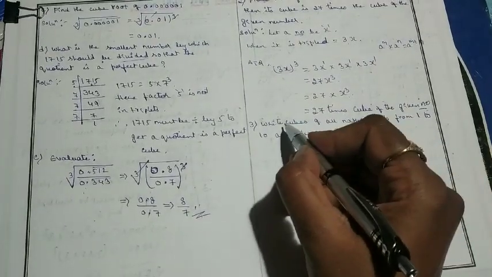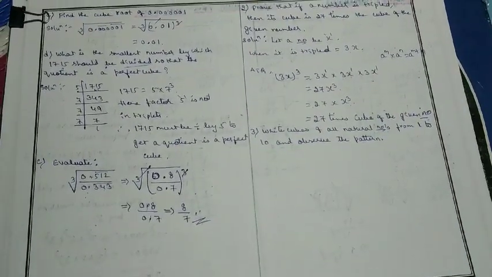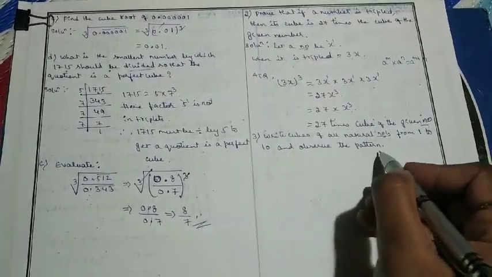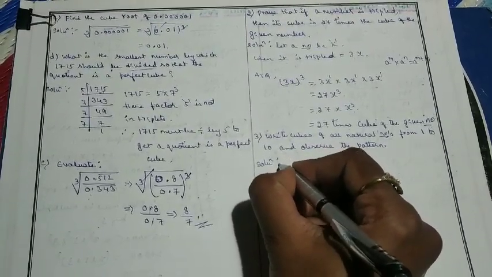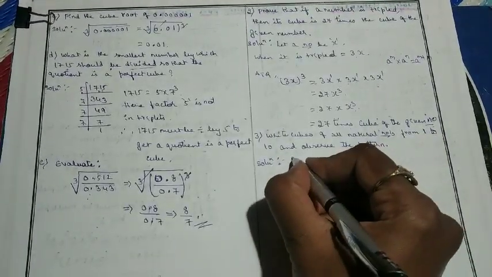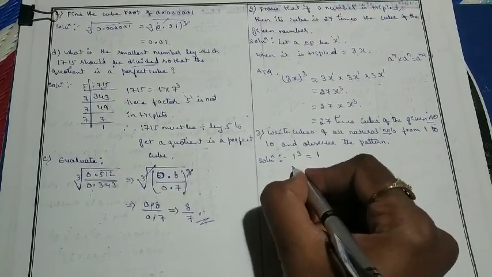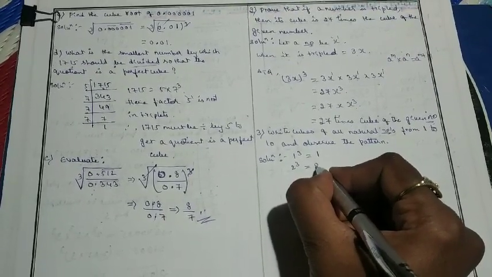So what is the question? Write cubes of all natural numbers. All natural numbers from where? From 1 to 10, and observe the pattern. So we need to write cube of natural numbers from 1 to 10. So 1 cube equal to 1. Then 2 cube equal to, 2 cube is nothing but 8.